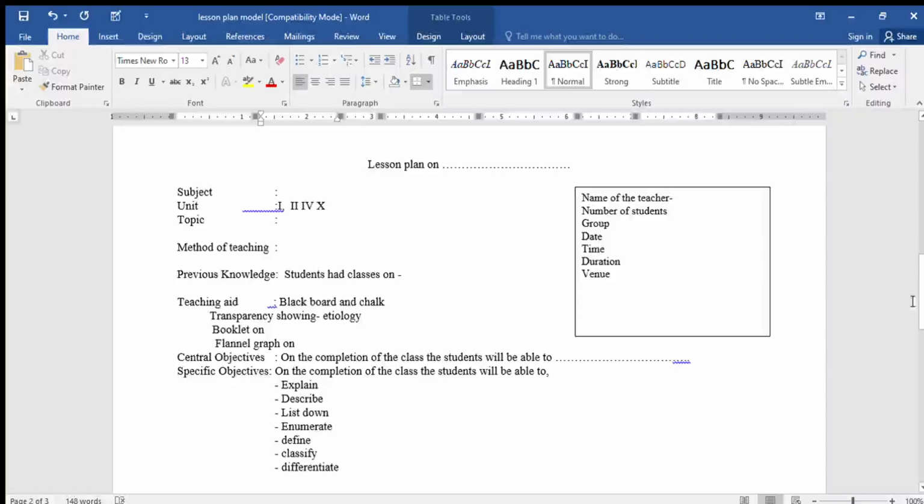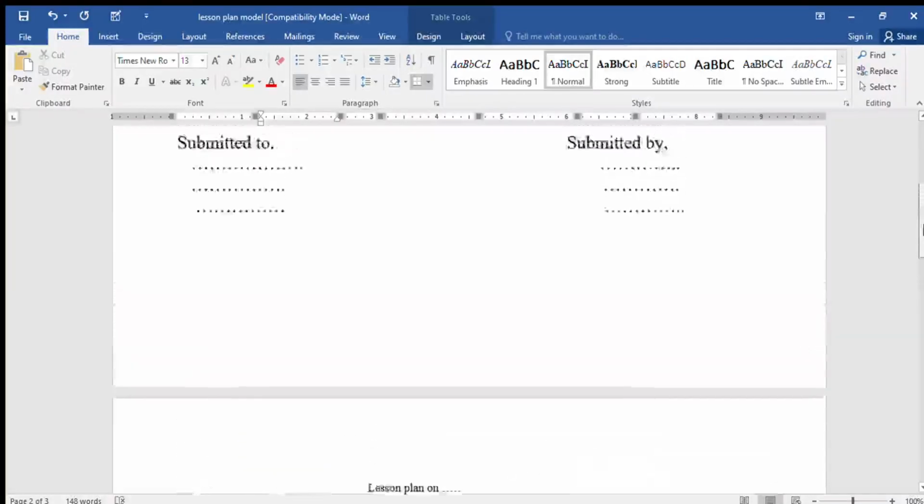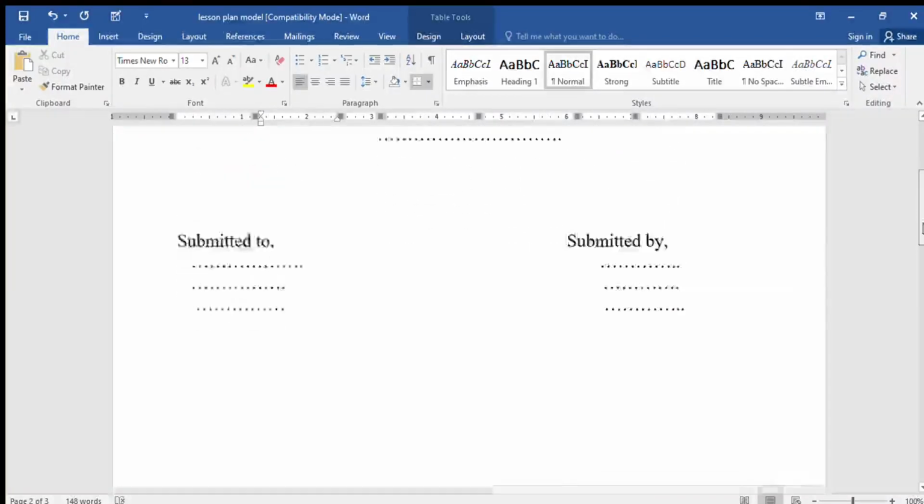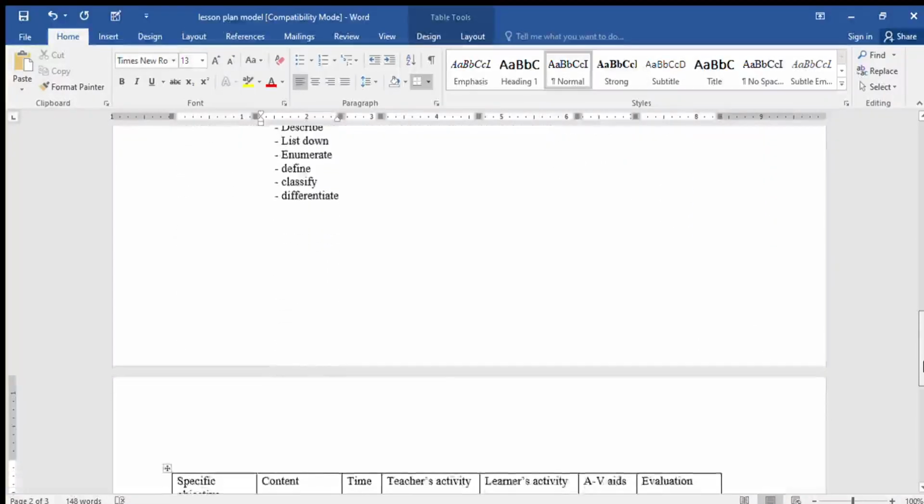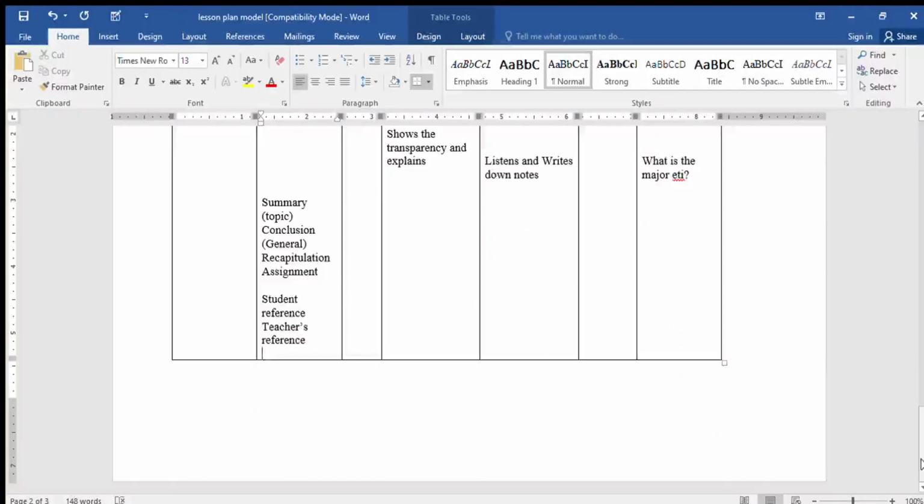This is one more thing which comes on the second page. So first page is submitted by, then lesson plan on, and this is the main content. I hope you understood. If you have any doubt, you can ask me. Okay, thank you.